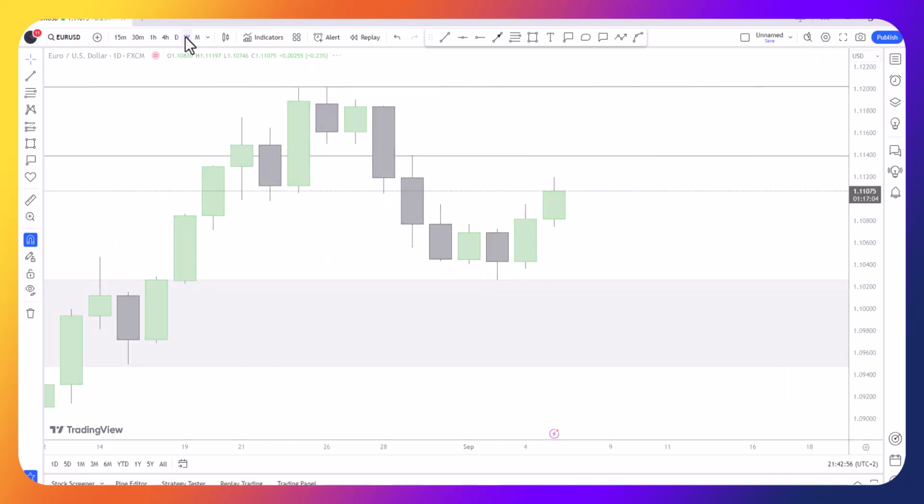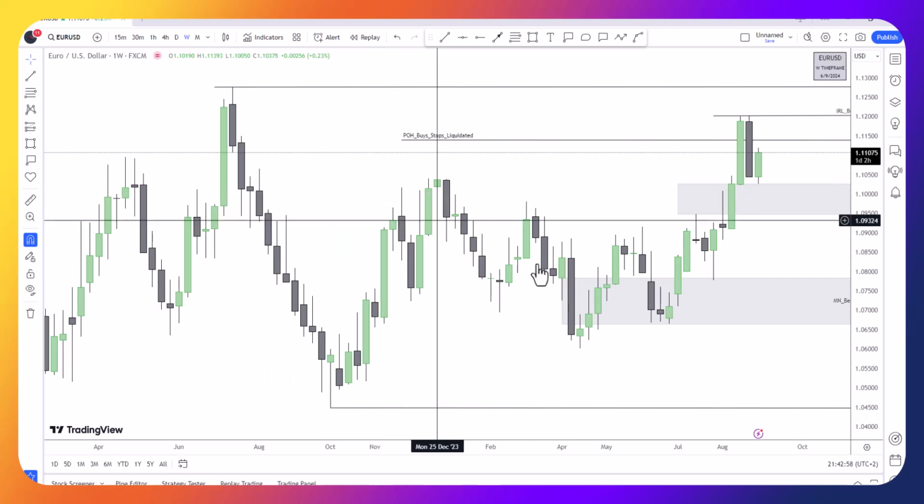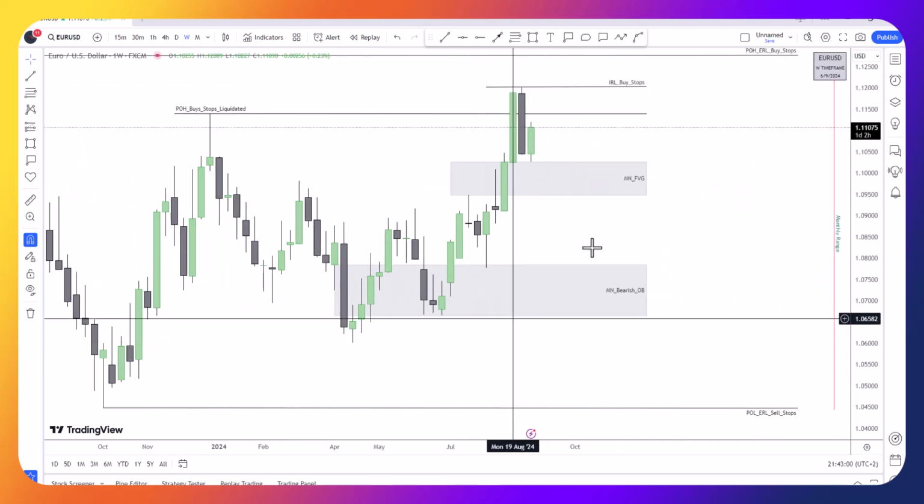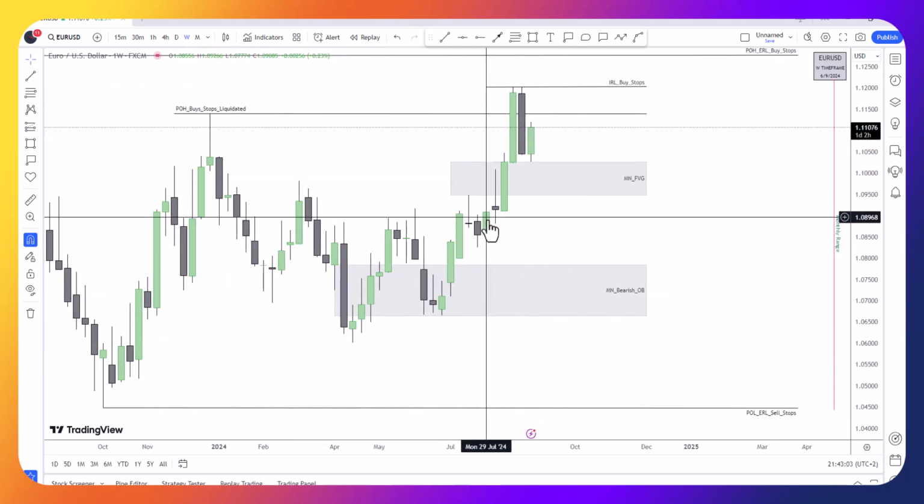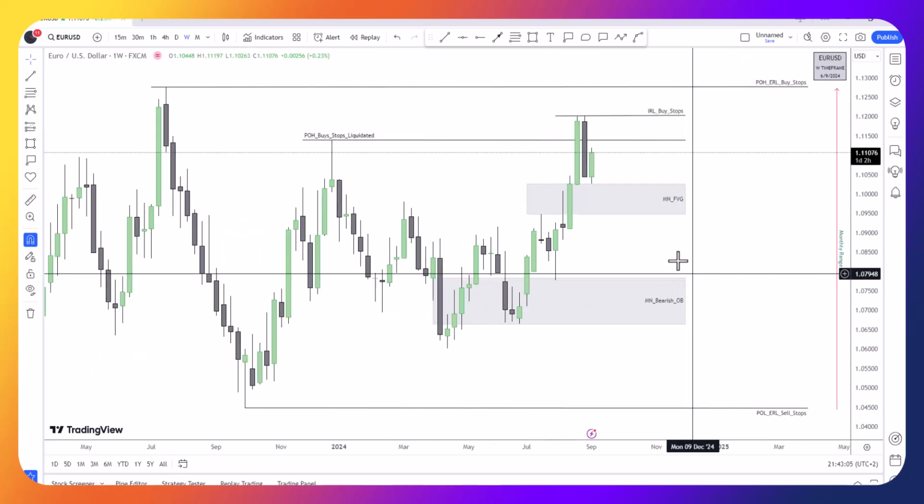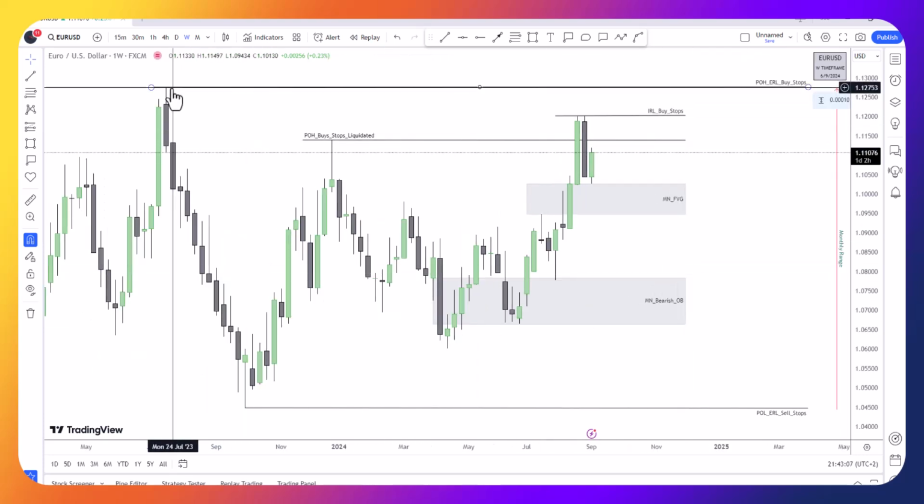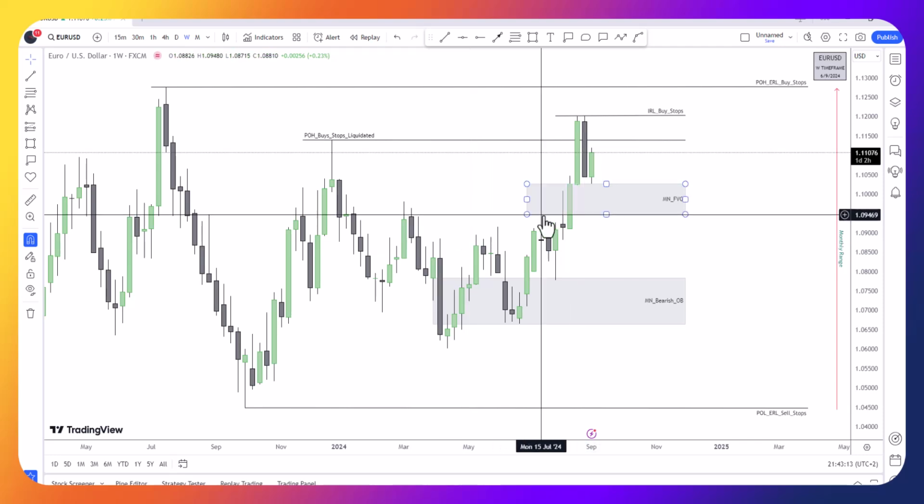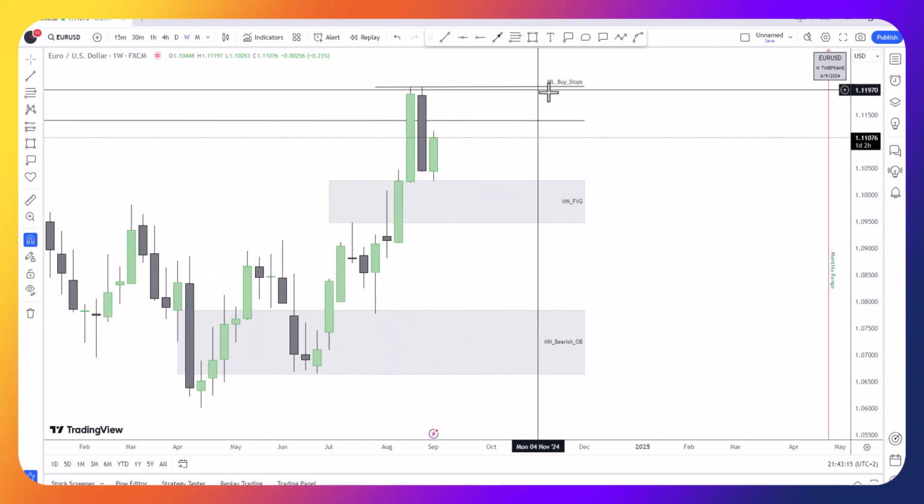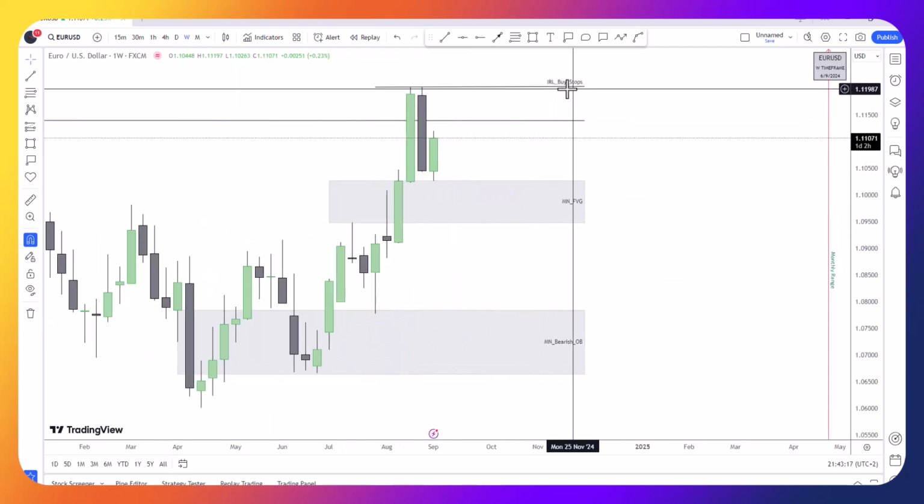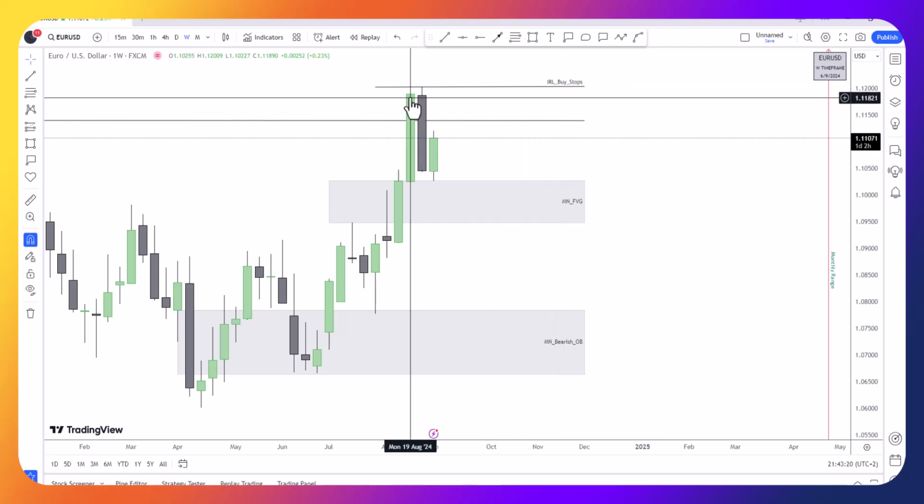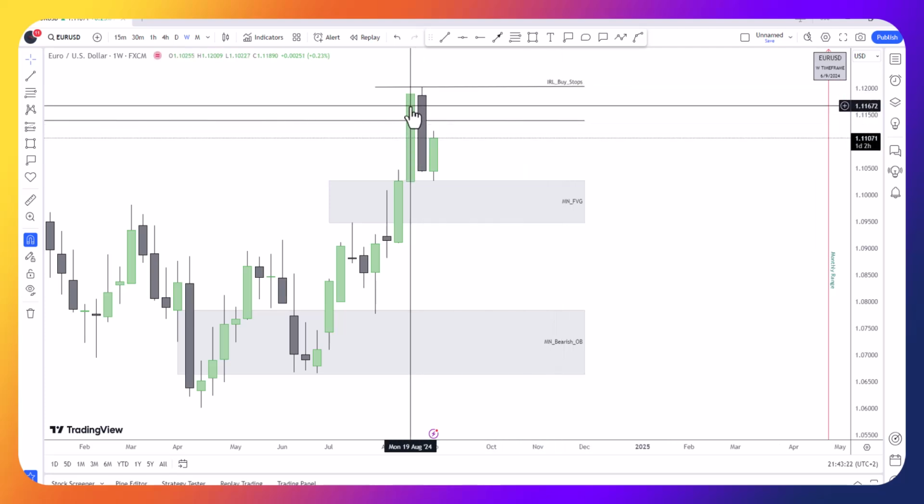So I'm going to go on to the weekly chart. Now this is the weekly. Take note of our monthly fair value gap. Our ultimate target is right up here, $1.1280, so basically $1.13. That's our target. Look at those internal range liquidity buy stops, these two equal highs.